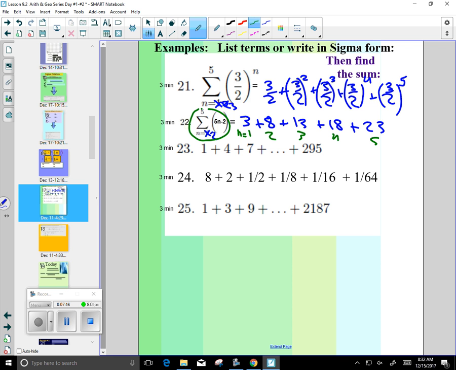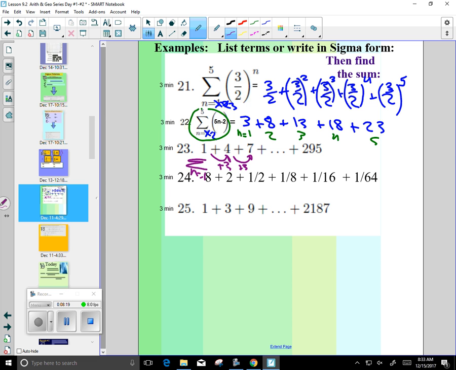Good, looks like we're doing okay. Let's work ahead on these here. So it says 1, 4, 7, and so on. You're going to write a sigma, start at n equal to 1, and we're going to go to, ooh, how many will this be? I don't know. But we could figure it out because what's common here?